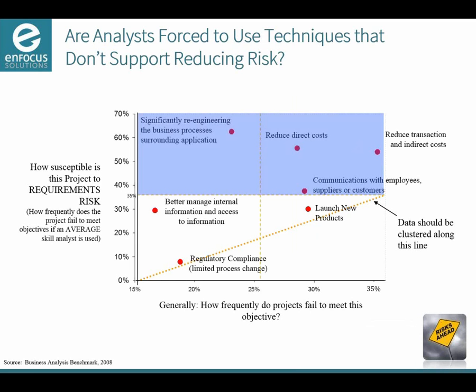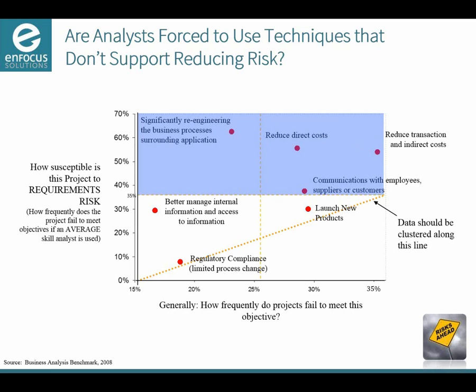This is one that you guys need to be able to see, and people are probably wondering what this guy is talking about, but I'm going to move a little faster. When you look at certain types of projects, they should be sitting right on that line. How frequently does the company meet these objectives versus how susceptible is it to requirements risk? It should be sitting right on that line.